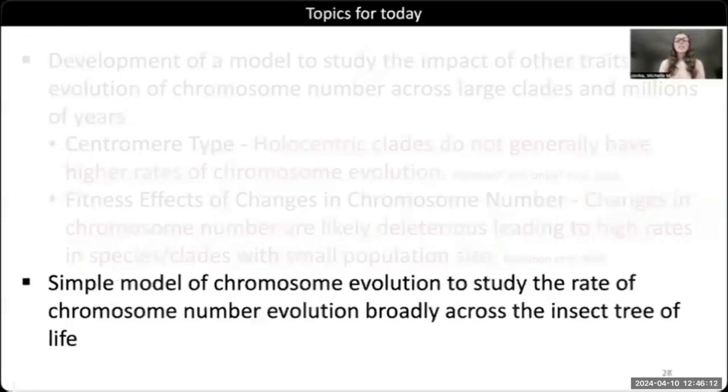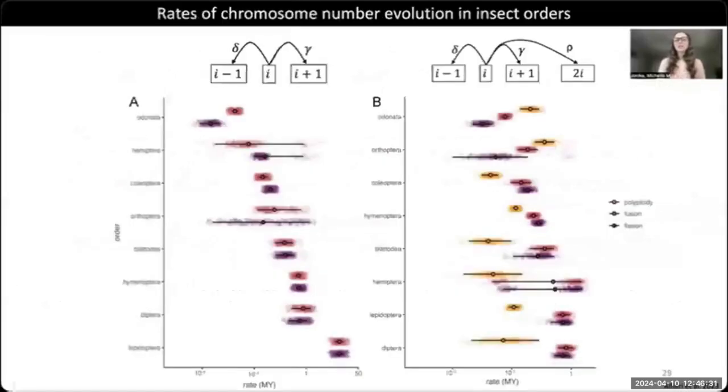And finally, I want to end on a research project where we looked at a simple model of chromosome evolution across the entire insect tree of life. We didn't include a binary trait. We just wanted to investigate the rates of chromosome number evolution broadly across the insect tree of life. I'm only going to touch a little bit on it, but I think it's pretty eye-opening for insects to view this data all together.